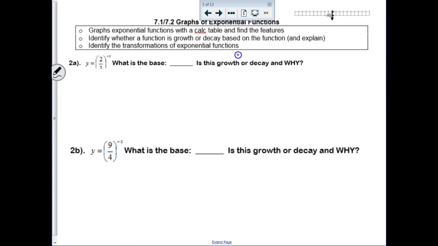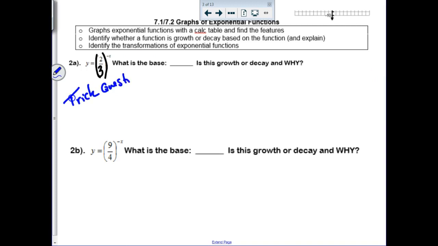All right, this is a new section. We've been working hard with our calculators, looking at exponential growth and decay functions. And the first couple are really theory questions. This is a 2/3, I think. So we have 2/3 raised to the negative x power, and the first question is, what is the base? Now this is a trick question. This is very much designed to trick you.